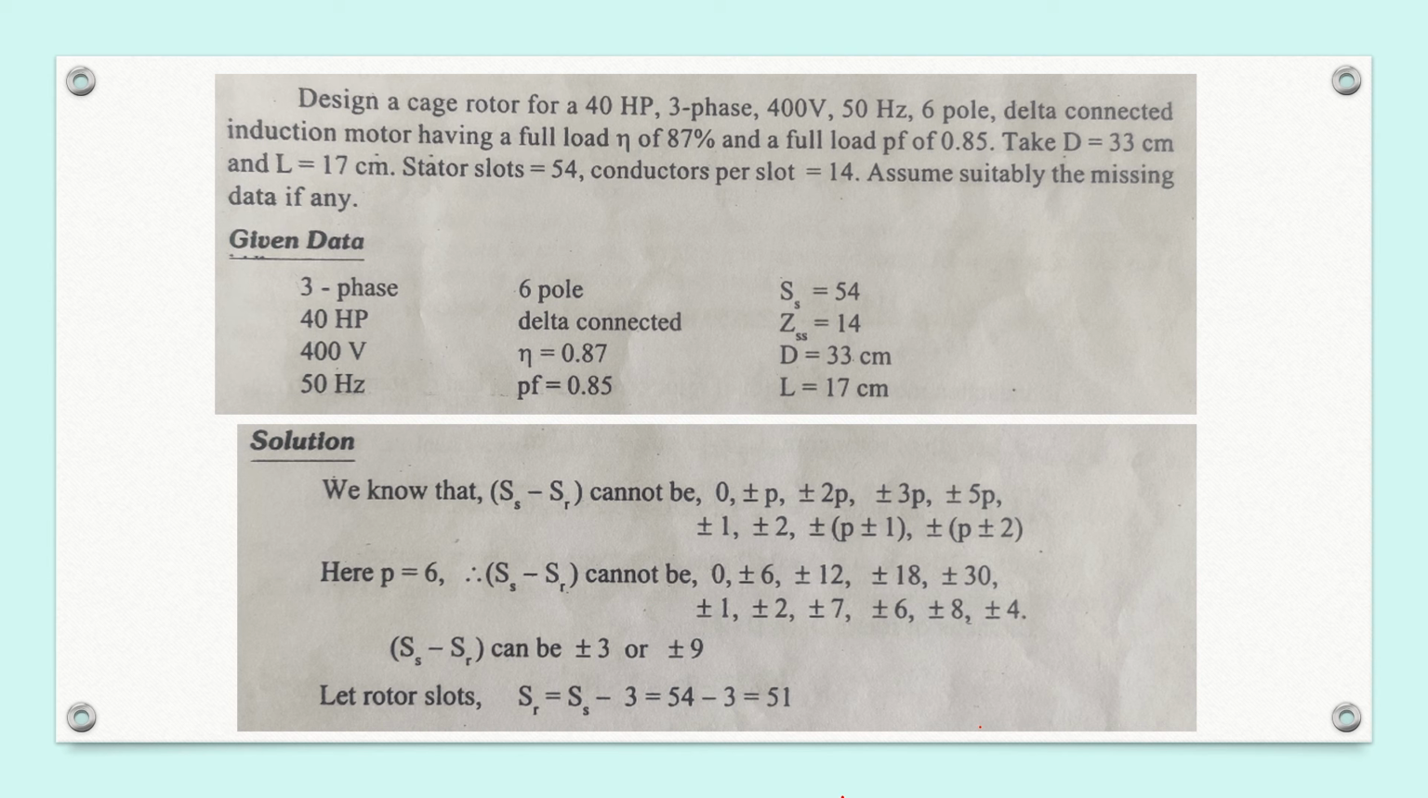Now plus or minus p plus or minus 2. So p plus 2 is 6 plus 2, 8, so plus or minus 8. Then p minus 2, 6 minus 2, that is plus or minus 4. So SS minus SR cannot be 0, plus or minus 6, plus or minus 12, plus or minus 18, plus or minus 30, plus or minus 1, plus or minus 2, plus or minus 7, plus or minus 5, plus or minus 8 and plus or minus 4.